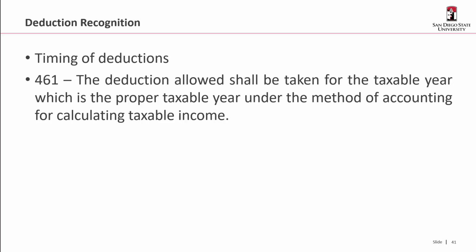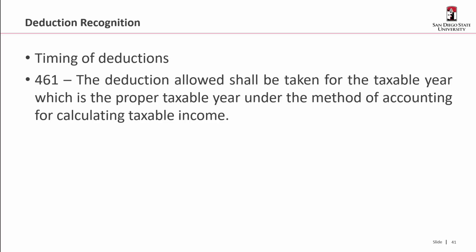All right, let's talk a little bit about the timing of deductions, right? So when does a taxpayer get to deduct an expenditure? So the timing of deductions is covered under Code Section 461, and it says that the deduction allowed shall be taken for the taxable year, which is the proper taxable year under the method of accounting for calculating taxable income.